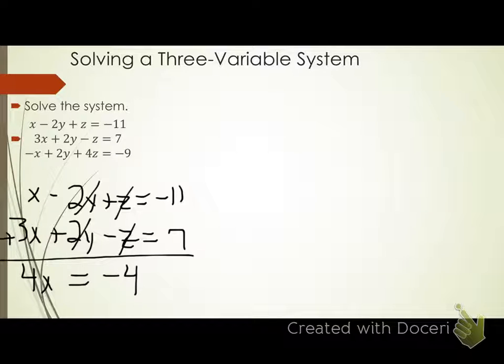Can I now go ahead and solve this one for x? How do I get x by itself here? Divide by 4. What does x equal? Negative 1. I've already found my x variable. Everyone okay with that? Sometimes that'll happen. Sometimes you'll get 2 variables that eliminate. It happens.